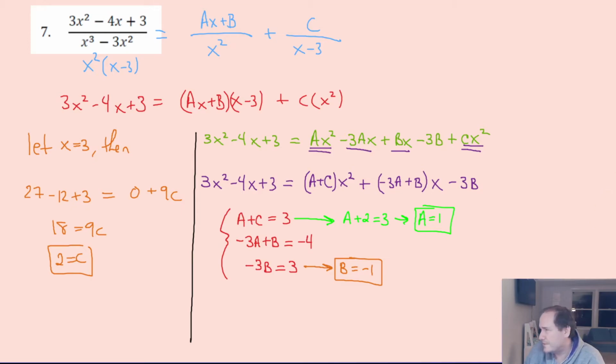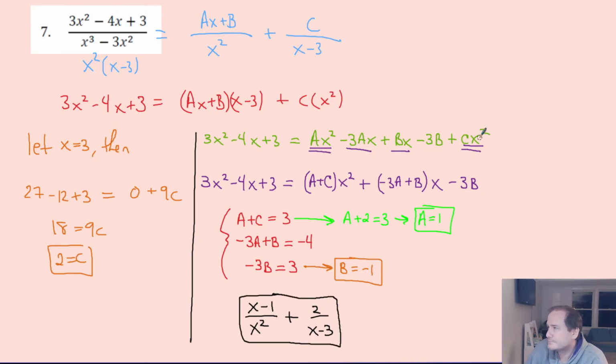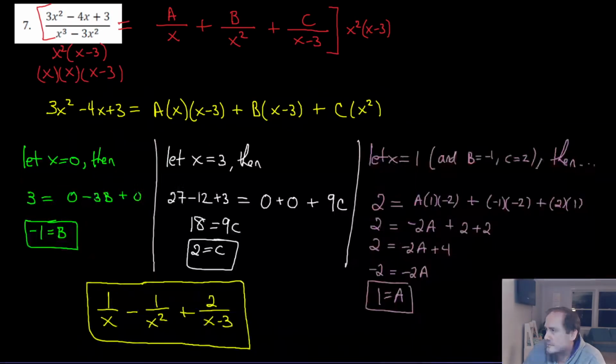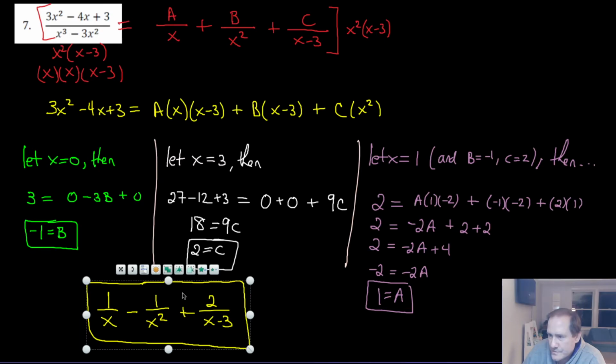So the whole point of all this is, now I go to write my answer, and my numerator up here should be 1x minus 1. So x minus 1 over x squared, plus c, so 2 over x minus 3. And what I'm saying is, if you remember, that's just not fully reduced, because this was the answer we had before. Let me stick all that together.